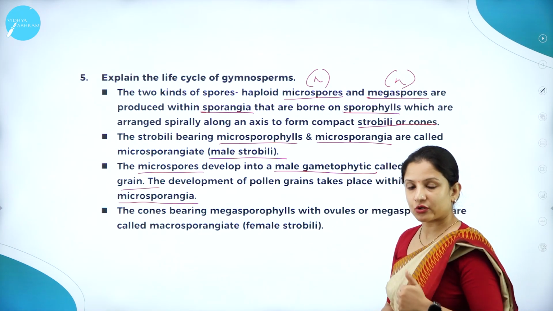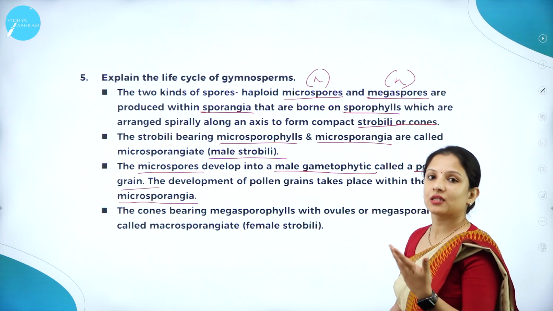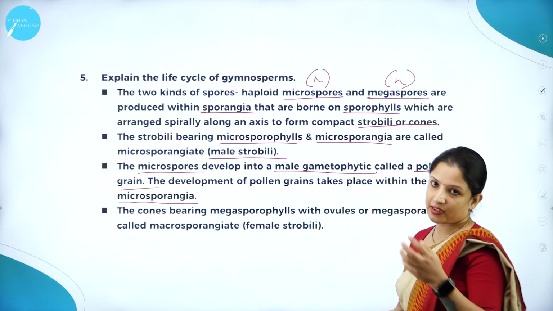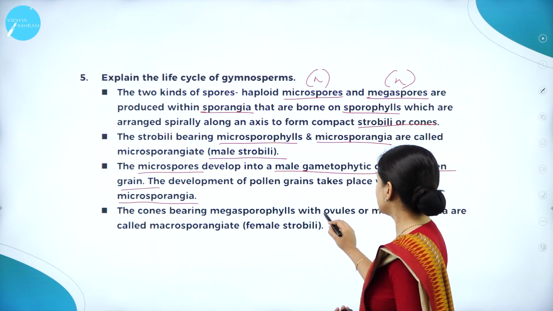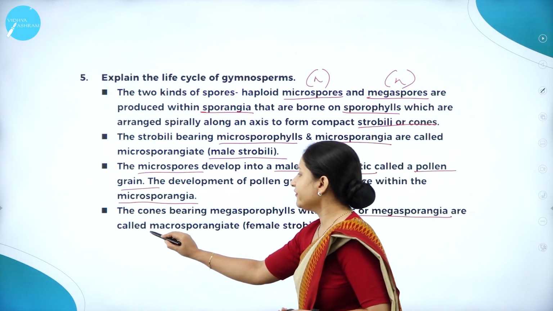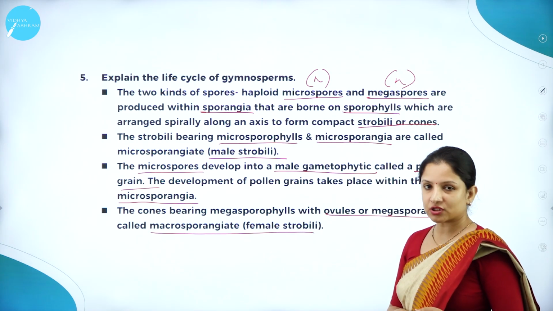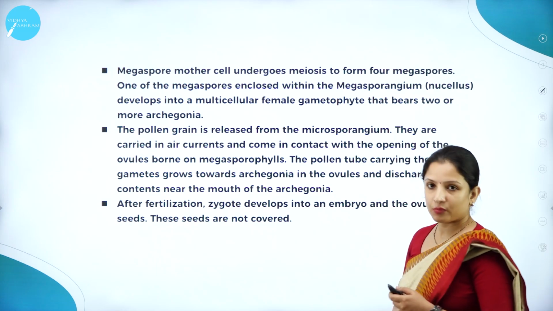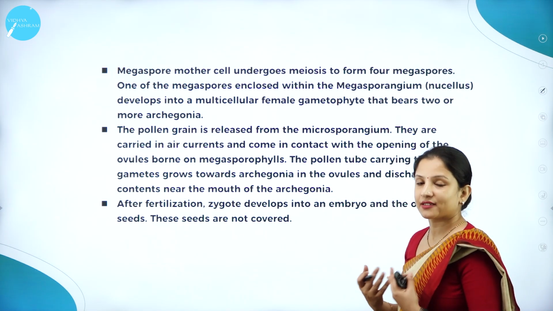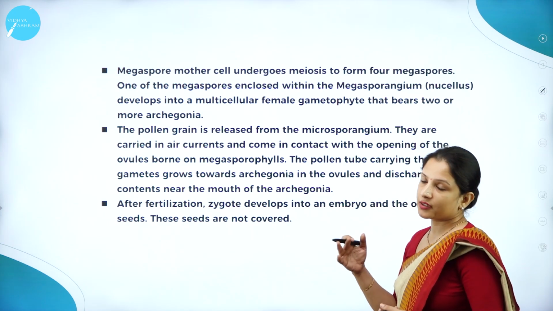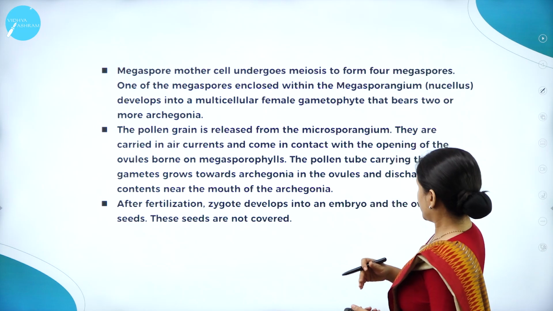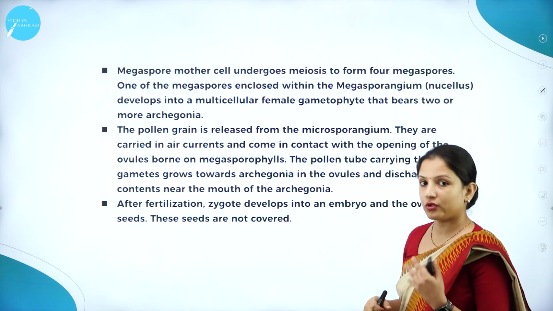Now in the male strobili, microspores are produced. They are nothing but the pollen grains. Now the cones bearing the megasporophylls produce the ovules or the megasporangia, and they are called the female strobili. Now the megaspore mother cell that is there will undergo division to form the megaspores. Those pollen grains will travel and reach the female gametophyte that bears the archegonia or the egg.